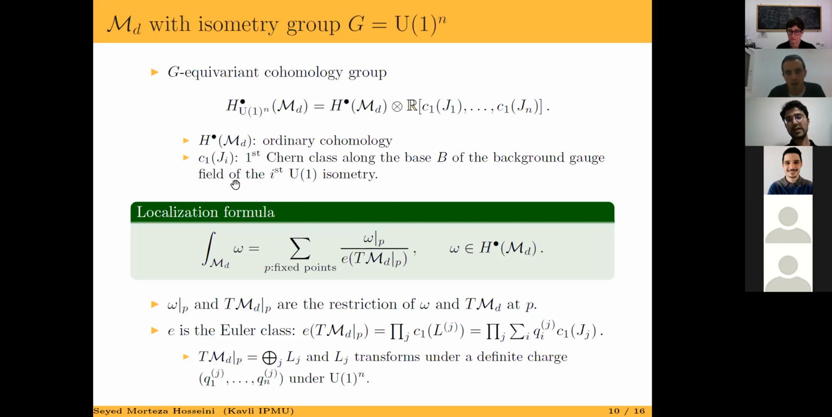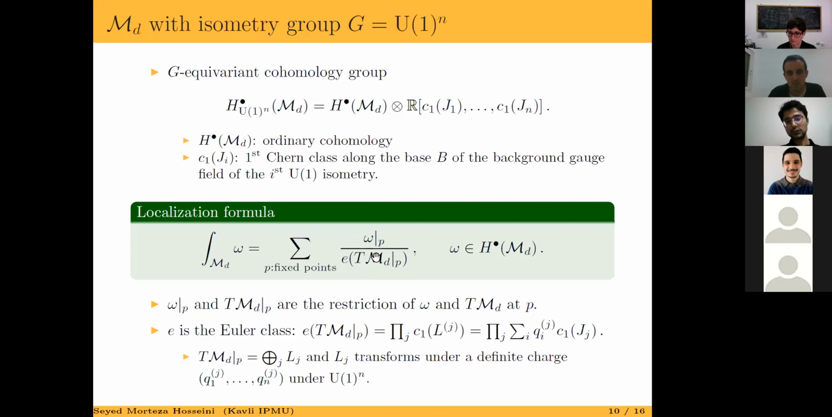And for this class of manifolds, you can actually integrate an element of the cohomology of M by just summing over the fixed points. In the numerator, you have the cohomology element omega, which is restricted to the fixed point P. And in the denominator, you need to compute the Euler class, which is a bit more convoluted to define. Let me try to explain it a bit.